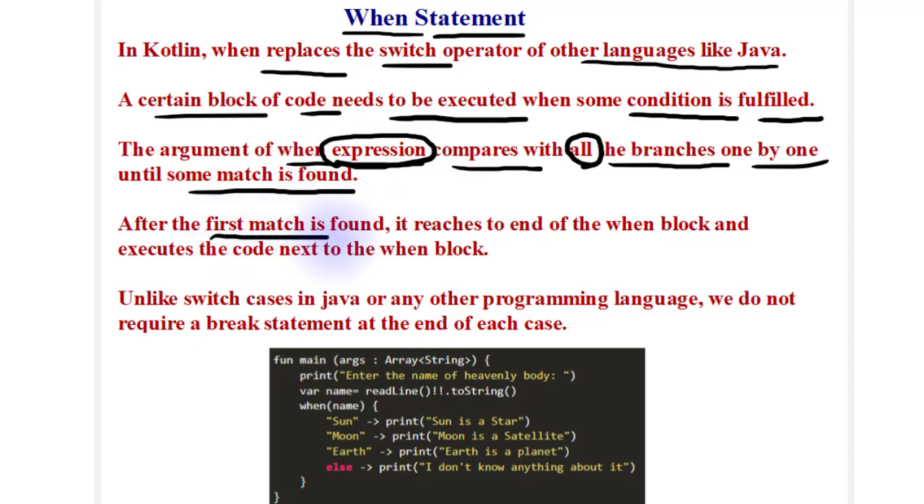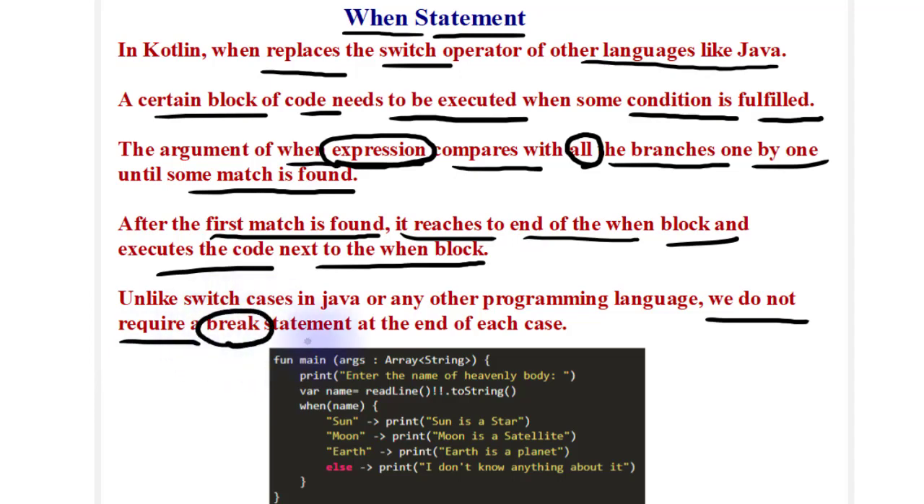After the first match is found, it reaches the end of the when block and executes the code next to the when block. जो भी option match होगा students, it will execute the body of that option, and then after execution of the body, the control is transferred out of the when statement, यानी when statement के बाहर चले जाएगा, right? Unlike the Java switch case statement or other programming languages, we do not require a break keyword or break statement in the when statement.